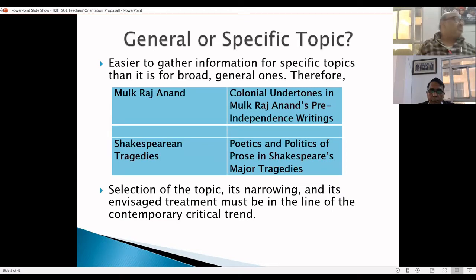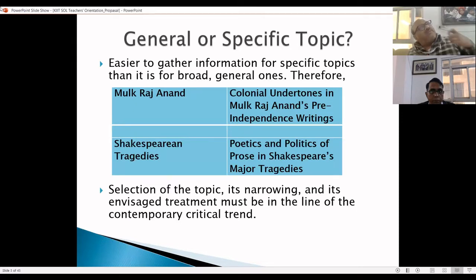Therefore, instead of saying Mulk Raj Anand, a better, more specific topic would be colonial undertones in Mulk Raj Anand's pre-independence writing, or post-colonial overtones in Mulk Raj Anand's post-independence writings, kind of things. Instead of saying Shakespearean tragedy, the specific topic could be poetics and politics of prose in Shakespeare's major tragedies. Shakespeare also uses prose here and there in his tragedies, which are normally in poetry.